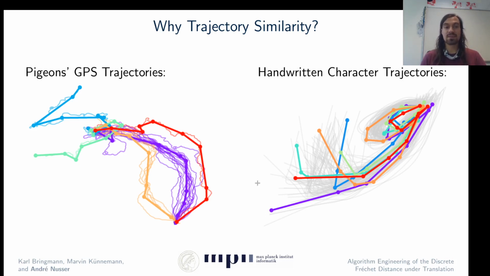So why trajectory similarity? As I already said in the teaser, if we, for example, have pigeon trajectories, and those are real pigeon trajectories here, and it's a clustering from it, then to cluster them, we need some notion of trajectory similarity. And the same for handwritten characters. So if we want to, for example, classify them, or if we want to find out what are the different shapes, so here you can see different shapes of G, then we want some notion of trajectory similarity.